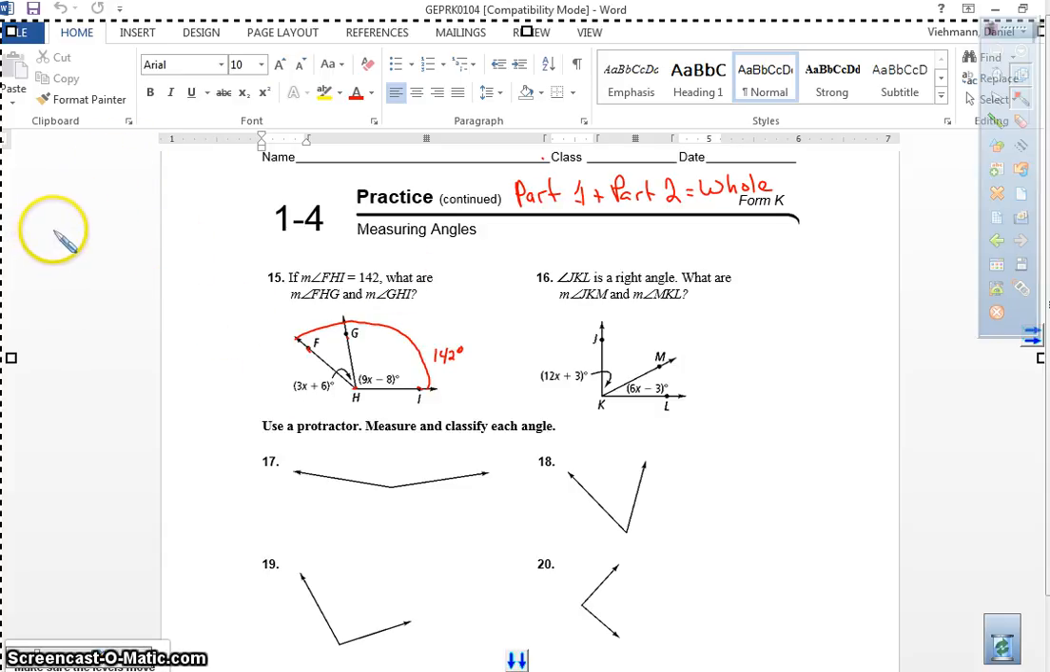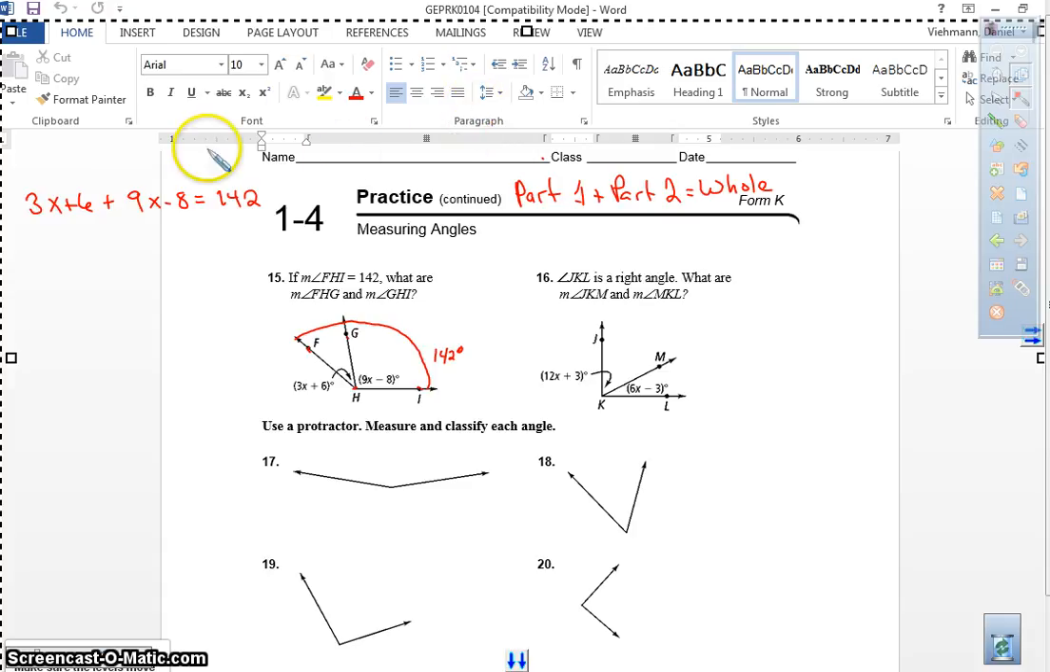So Joseph, what would be part 1? You have a couple choices here. Part 1 would be 3x plus 6. There we go. And then plus, what would part 2 be, Nikki? 9x minus 8. And the whole or the total of that would be what? 142. Excellent. Now that we have our equation set up, we want to solve it.